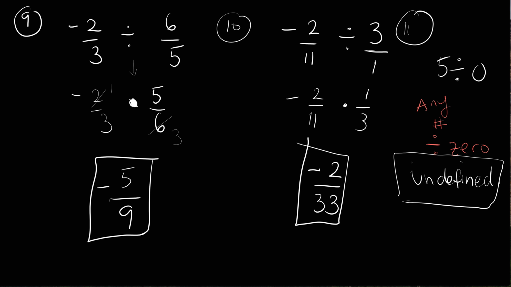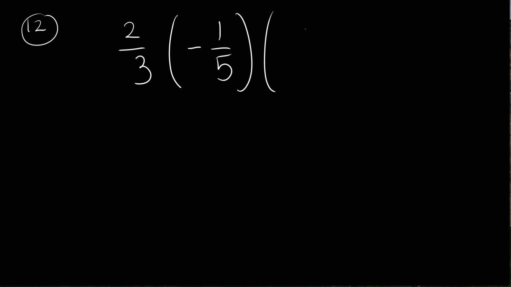Okay, so let's keep going on with the next following problem, which is going to be the last problem, number 12. Okay, in this problem number 12, we're going to have to multiply 2/3 times negative 1/5 times negative 9/14. Okay, when multiplying this, let's be careful. You're only multiplying top and bottom. So you're only simplifying top and bottom.